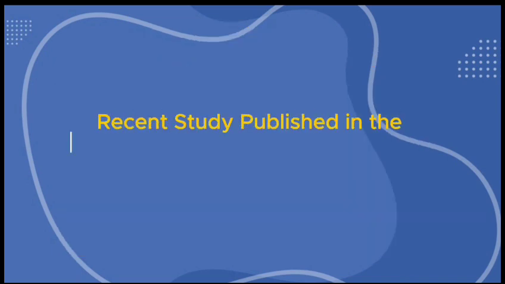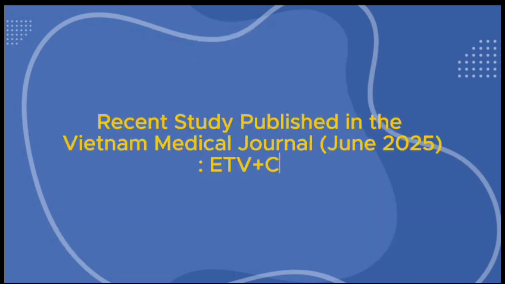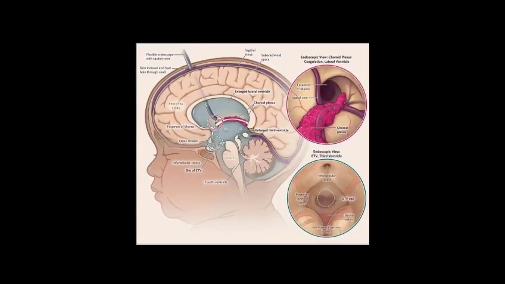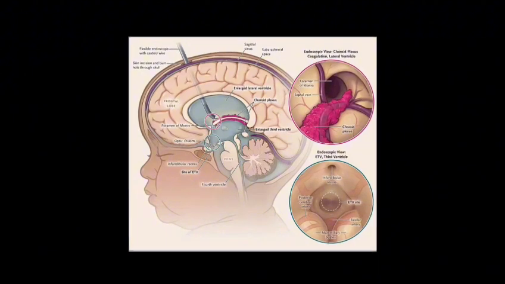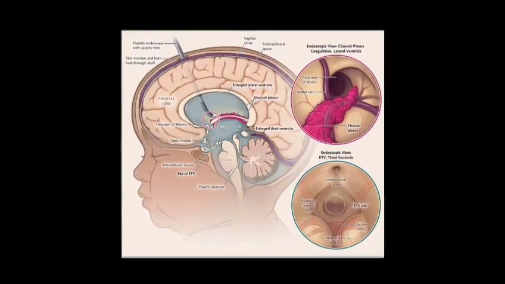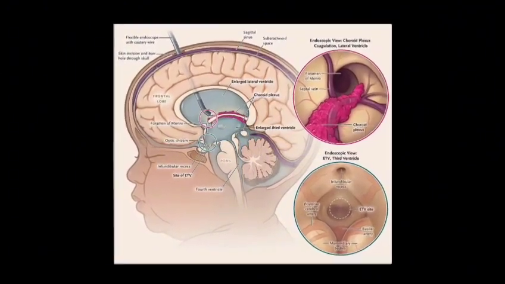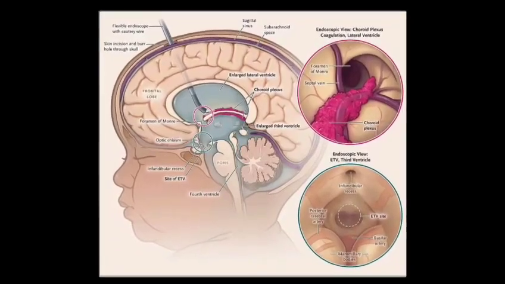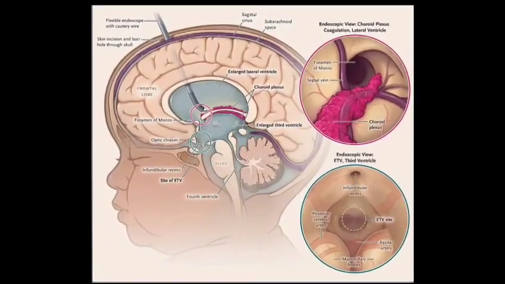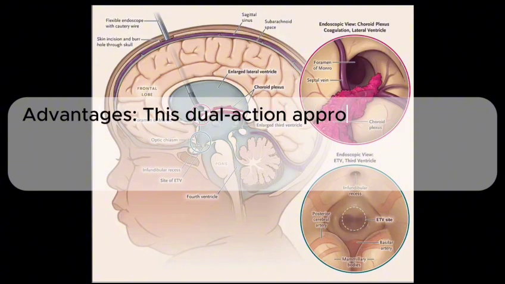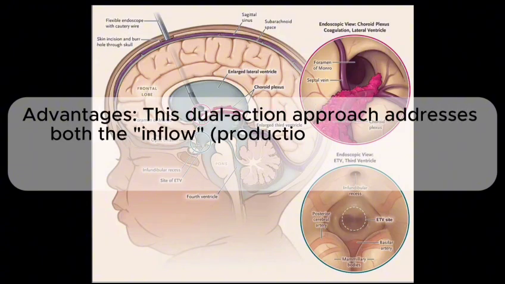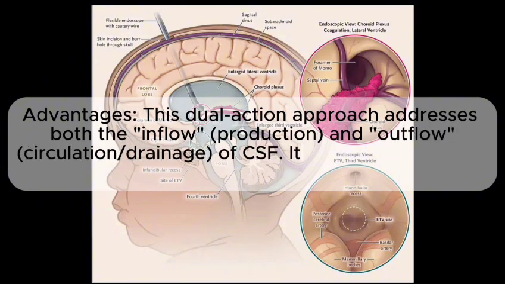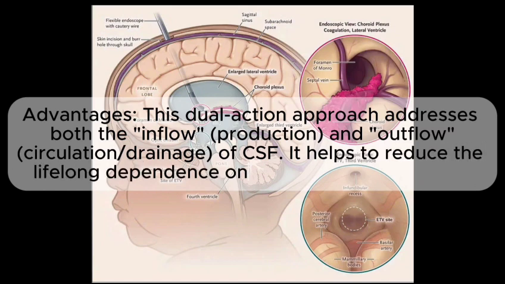5. Recent study published in the Vietnam Medical Journal, June 2025, ETV plus CPC. This study focused on the combination of endoscopic third ventriculostomy, ETV, and choroid plexus cauterization, CPC, in neonates, mean age 11.1 days. This combination aims to limit the excessive secretion of cerebrospinal fluid. Advantage: this dual action addresses both the inflow, through reduction of production, and the outflow, through circulation or drainage of CSF. It helps to reduce the lifelong dependence on shunt systems in infants.